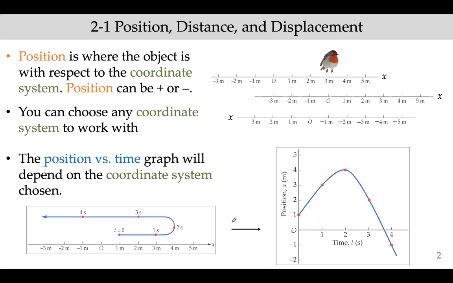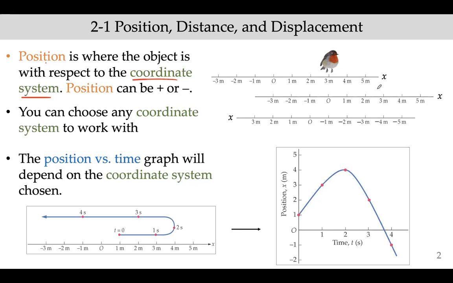So let's start with the concepts. First of all, don't forget that the concepts we use in physics have special meanings. You may use the same words in daily life, but the meanings in the physics context are special. For example, position. Position is where the object is with respect to the coordinate system. Whenever you talk about position, there is definitely a coordinate system, so you always specify position with respect to the coordinate system. The position can be positive or negative.